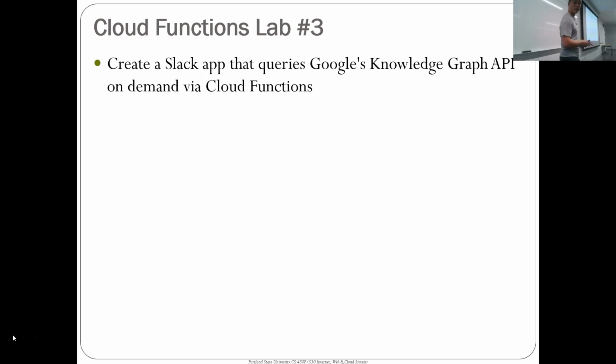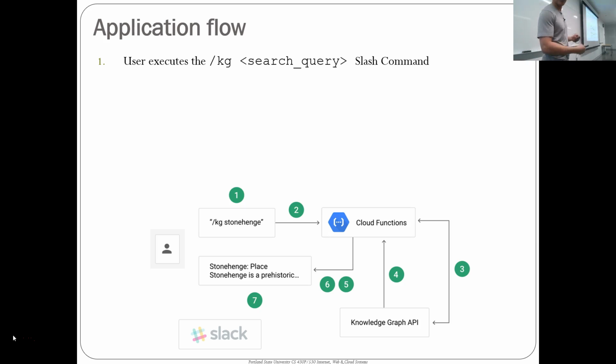But the last cloud function one is the Slack app. So this Slack app will interface with the Google Knowledge Graph API. So this is the application flow. Within your Slack channel, if you execute a /kg, the /kg is going to be a custom Slack command that we're going to implement.